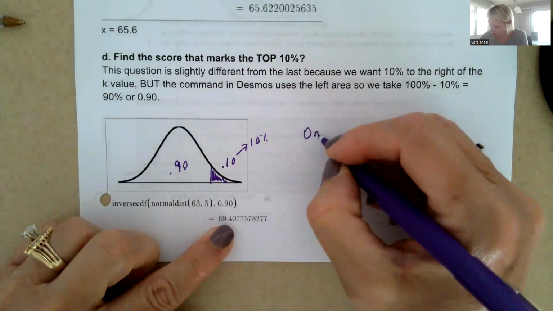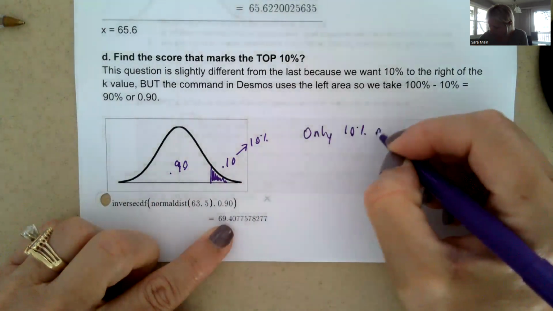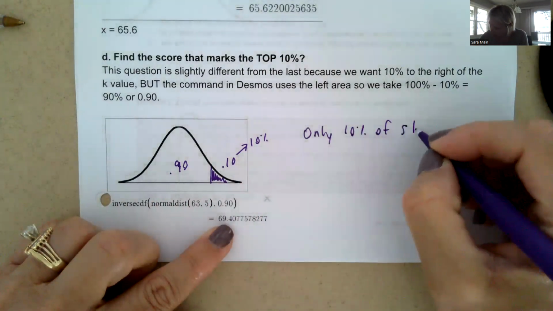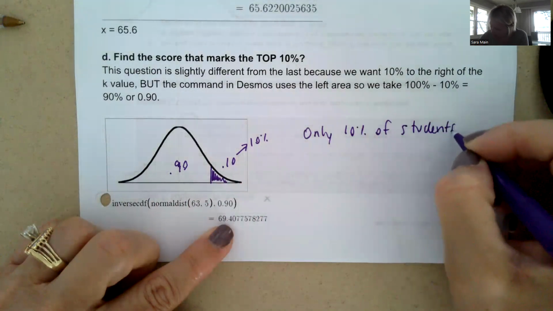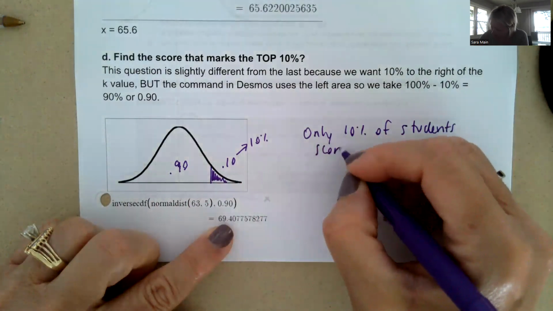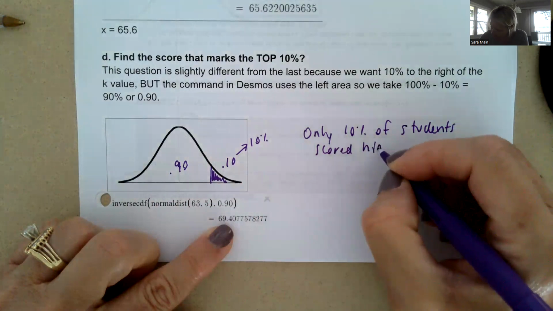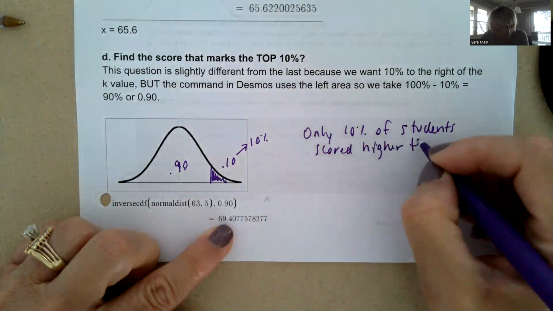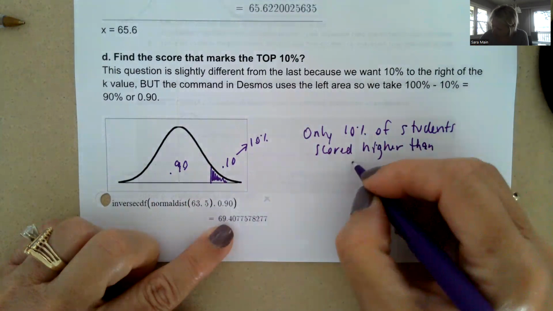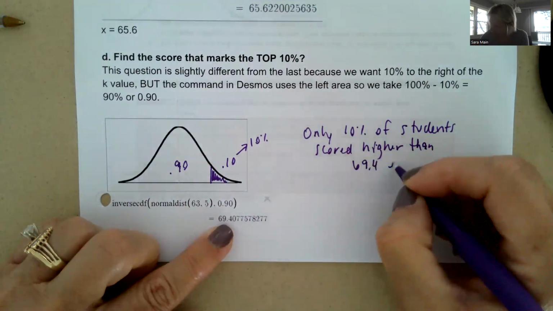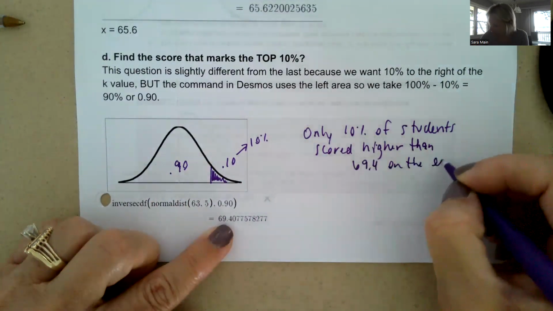So we could write, only 10% of students scored higher than 69.4 on the exam.